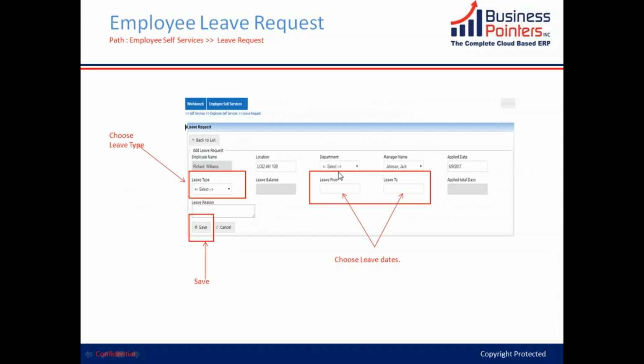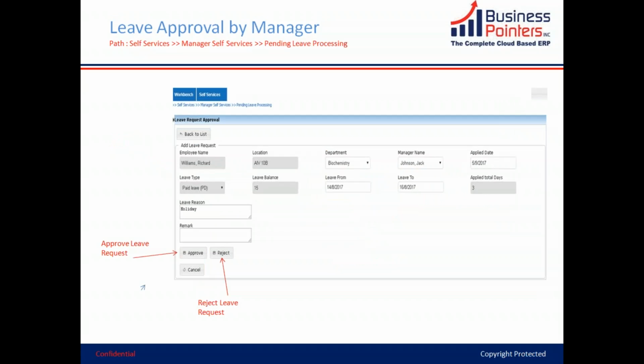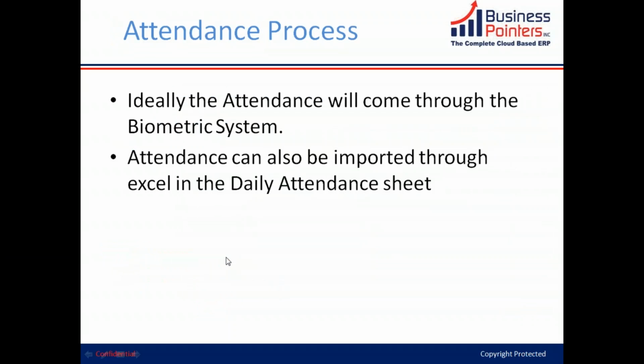Here we have the employee name, the location, the department, the manager name, the applied date, and the leave type we need to choose, if it's a paid leave or a medical leave, the leave balance, the leave from and leave to dates, and the applied total days, and then you click on save. Then when the manager logs into the manager self-service, he is able to see this leave request approval screen, and he's able to either approve or reject the leave request.